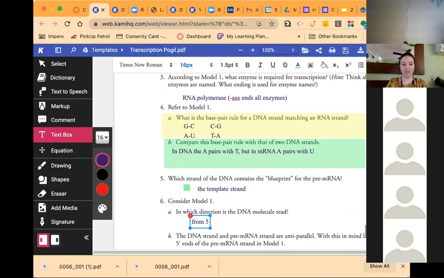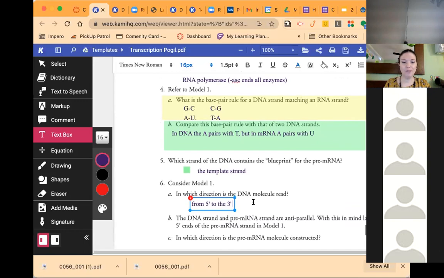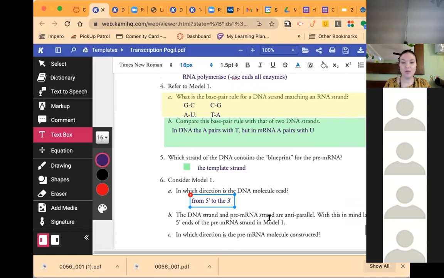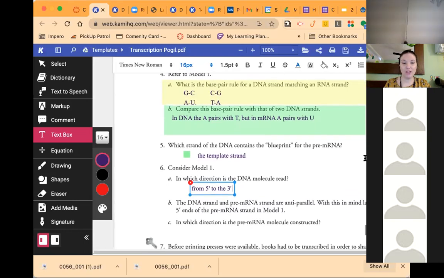And the prime is like a little apostrophe. That has to do with where the carbons are. Don't worry about it. If you take biochem later, or if you take AP Bio, you'll learn more about 5' and 3'. All right. The DNA strand and the pre-mRNA strand are anti-parallel. With this in mind, label the 3' and the 5' end of the pre-mRNA strand in Model 1.